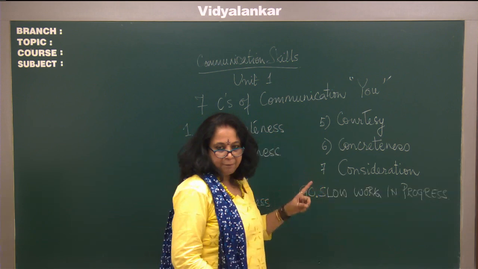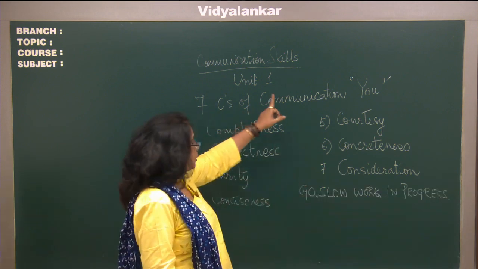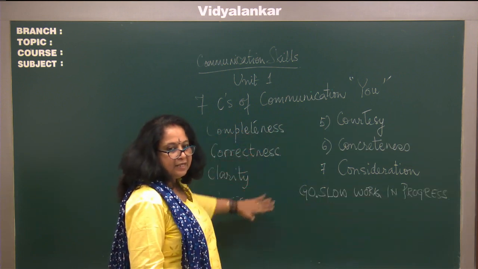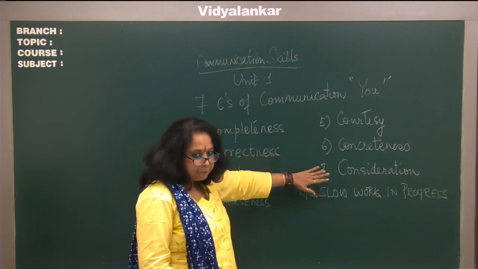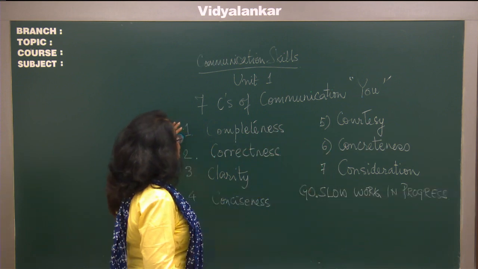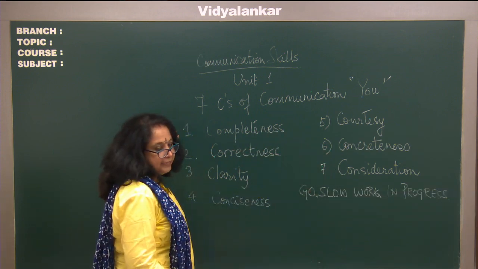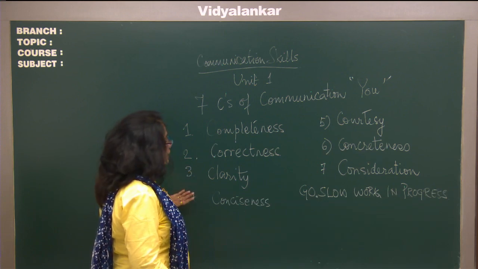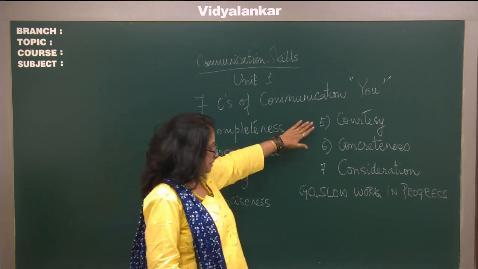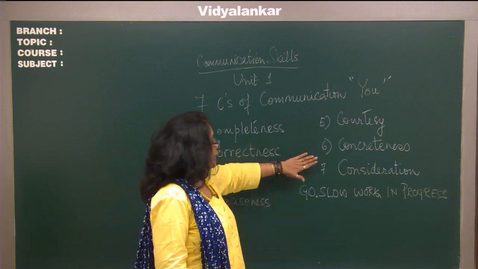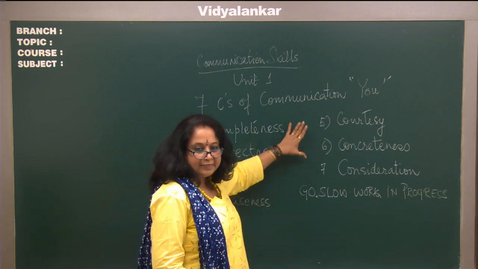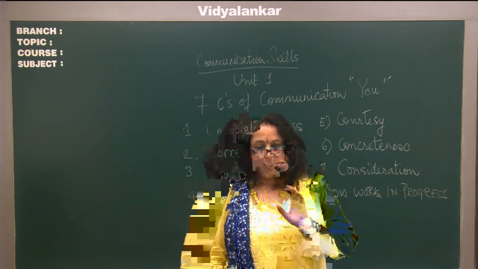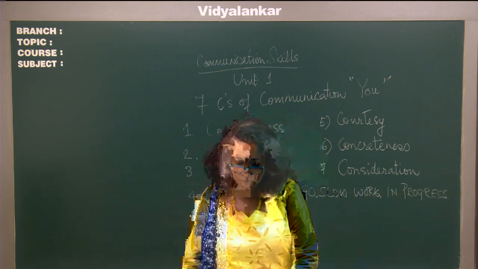So, on a recap, once again, the 7 C's of communication include all adjectives beginning with the alphabet C. This makes it very easy for you to remember: completeness, correctness, clarity, conciseness, courtesy, concreteness, and consideration. With these elements, any communication is bound to be effective.